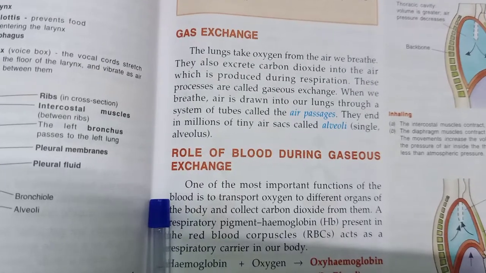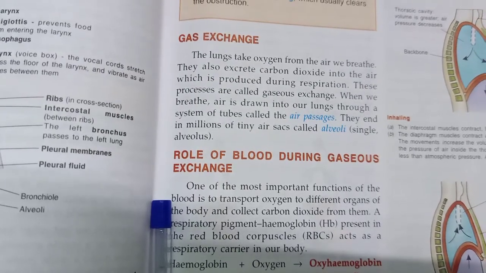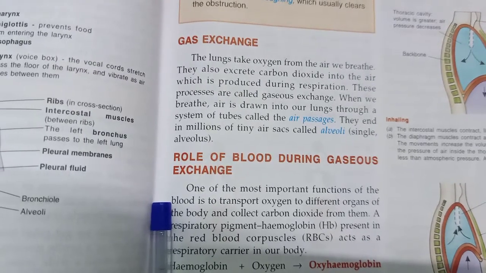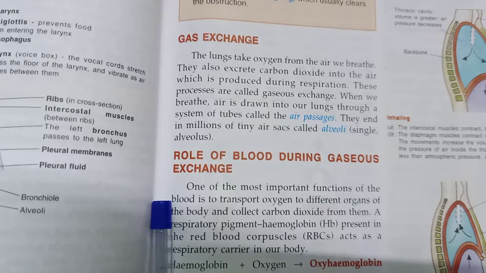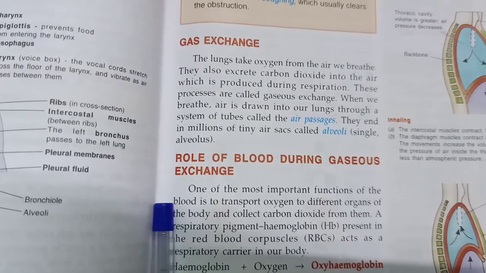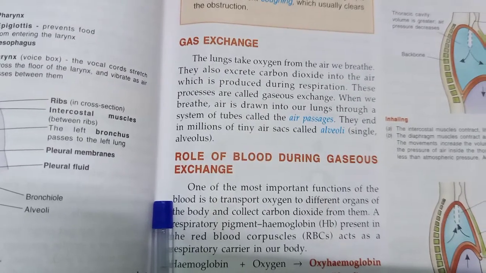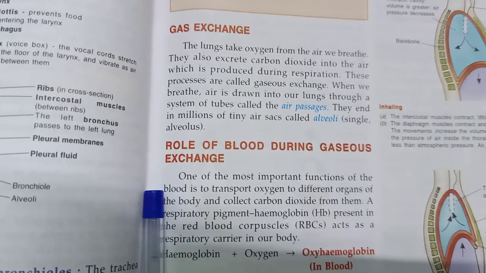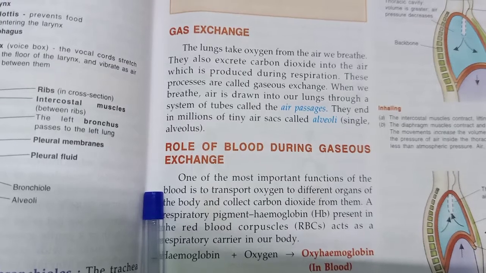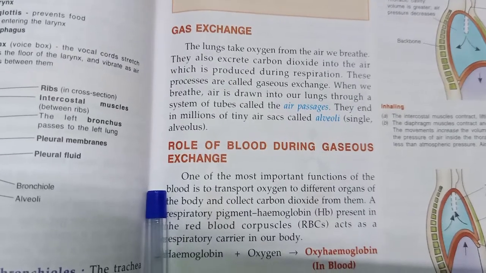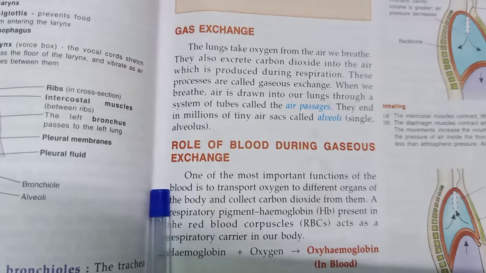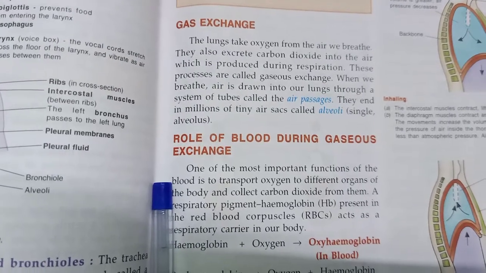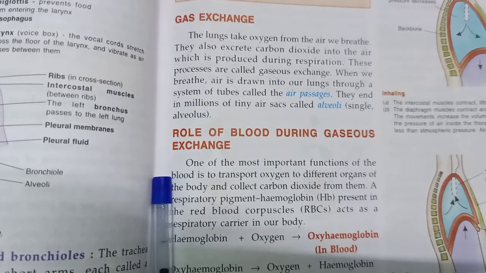When we breathe, air is drawn into our lungs through a system of tubes called the air passages. They end in millions of tiny air sacs called alveoli, or singly, an alveolus.